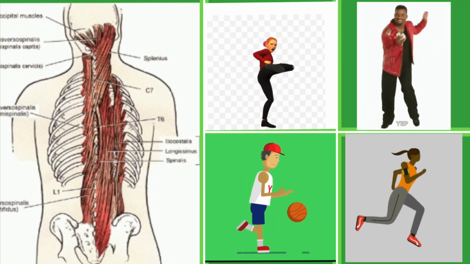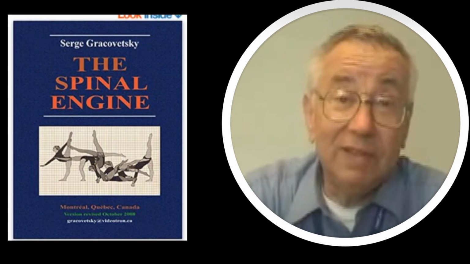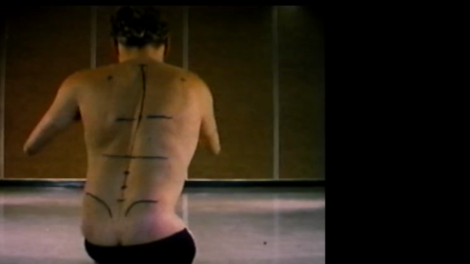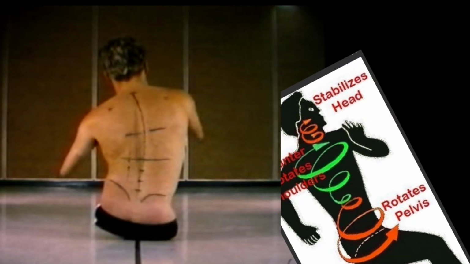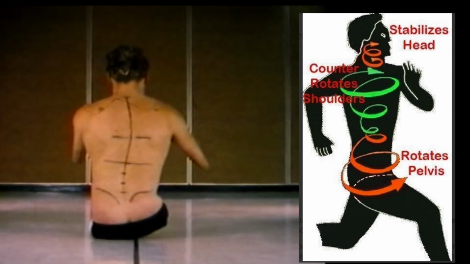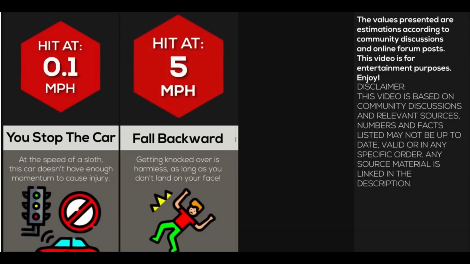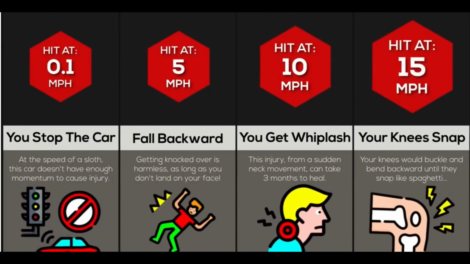That muscles in the back could be a driving force in body mechanics was touted by my good friend and colleague Serge Grekovetsky in his book The Spinal Engine. His video of a quad amputee shows how the spine is driving the limbs and not the other way around. And the importance of changes in velocity and energy conversion cannot be overestimated. Even relatively small increments of velocity may have profound consequences.